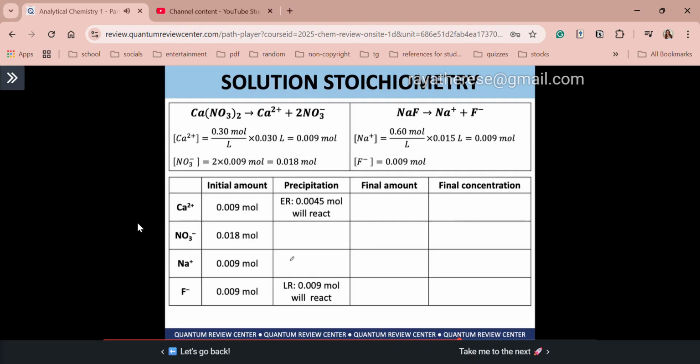So paano po yung final amount? Minus natin, class, kung ano yung naiwan, kasi nag-react na. So this is your remaining amount for calcium. Paano yung spectator ions? Spectator nga, hindi sila kasama sa formation ng precipitate. Andyan pa sila, and they are soluble. Hindi sila class na bawasan. Fluoride, totally used up. Again, limiting reactant.